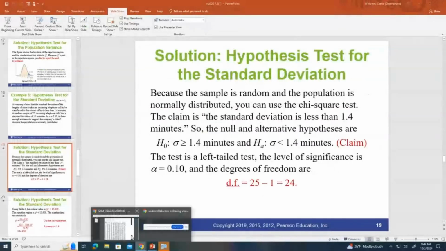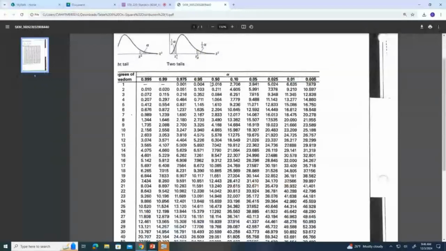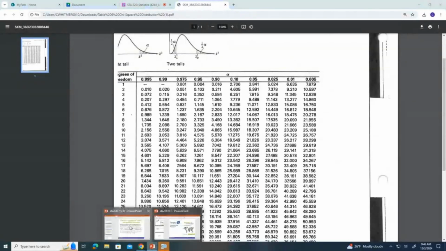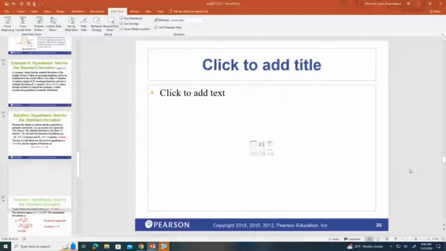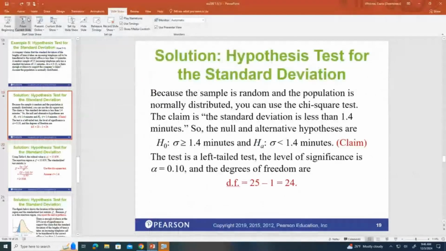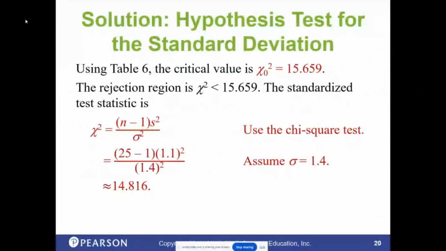So 0.9 and 24. Here we go, 15.659. So that tells me my boundary on my rejection region. So the rejection region is going to be chi-squared is less than 15.659. So now we use our formula for the standardized test statistic to see if it's in that rejection region or not.